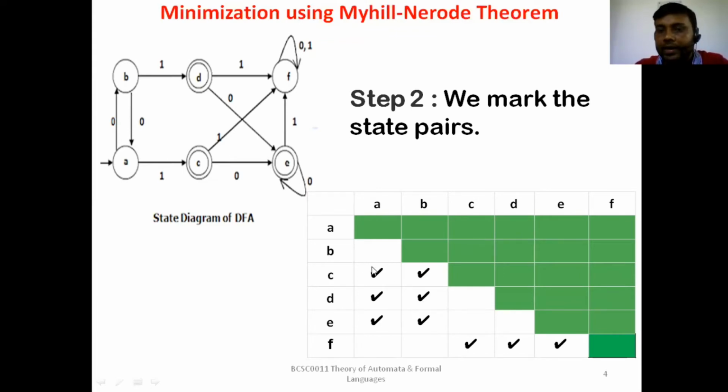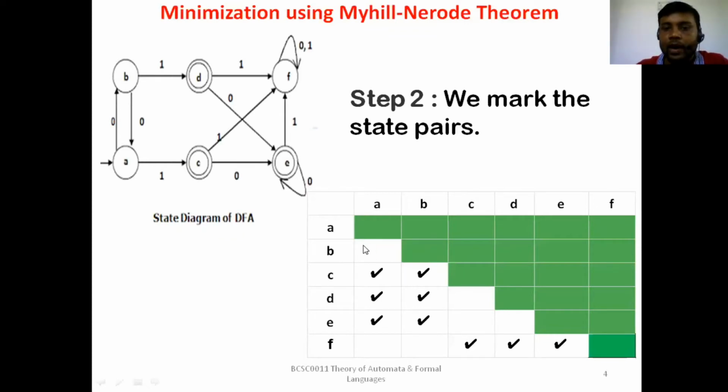This is called AC. The pair AC has been marked because A is a non-final state and C is a final state. In the same way, we have marked AD because A is a non-final state and D is a final state. We have marked AE because A is a non-final state and E is a final state. We have not marked AF because A and F both belong to the set of non-final states. Therefore, here we have not marked AF.